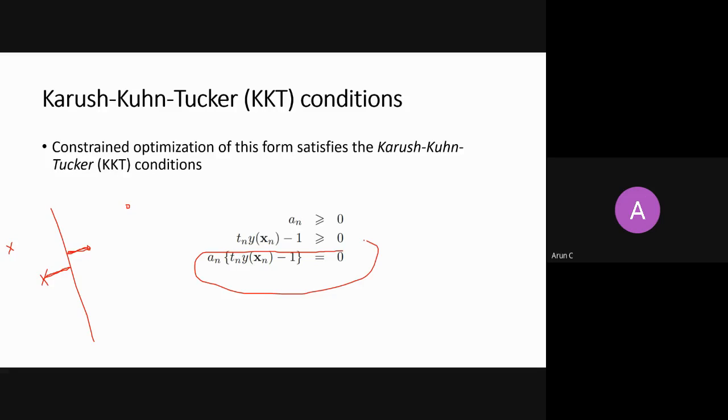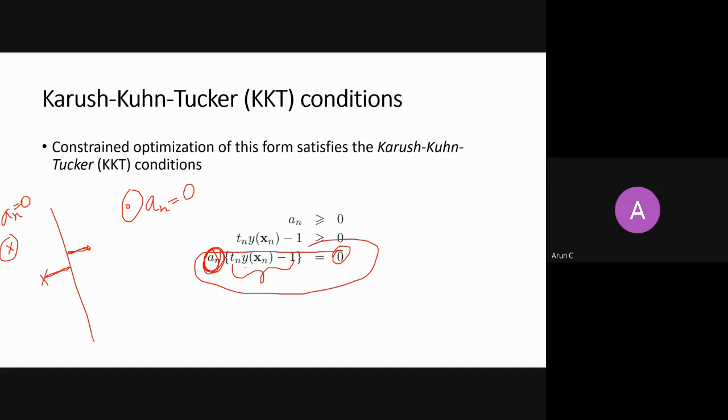This should be equal to 0. So if these constraints are active, then my an value can be nonzero, because I have to make this term equal to 0. If this second term is active, it means my constraints are active. For the points where my constraints are not active, the respective an should be 0. For these n's which are not actually participating in the constraints, an is 0.